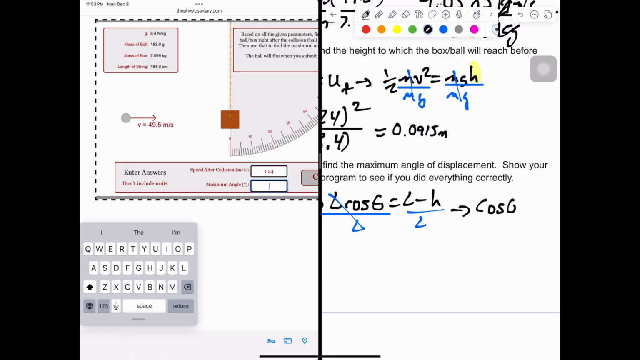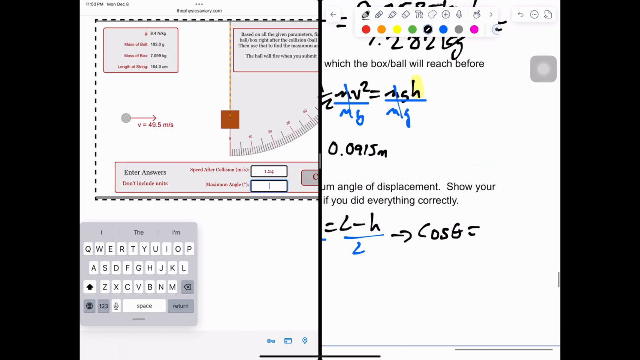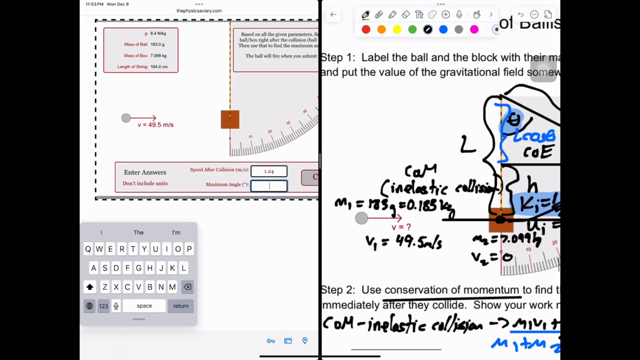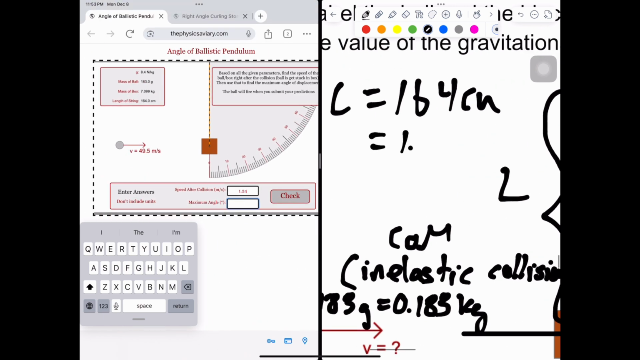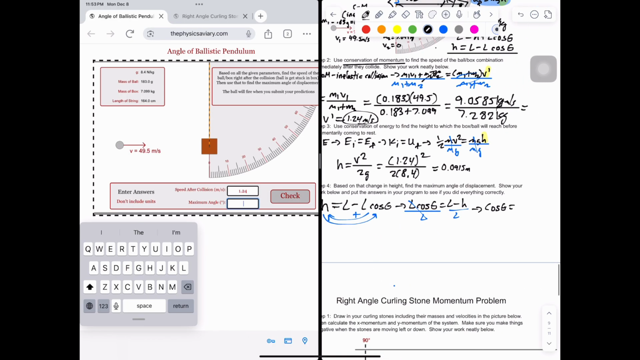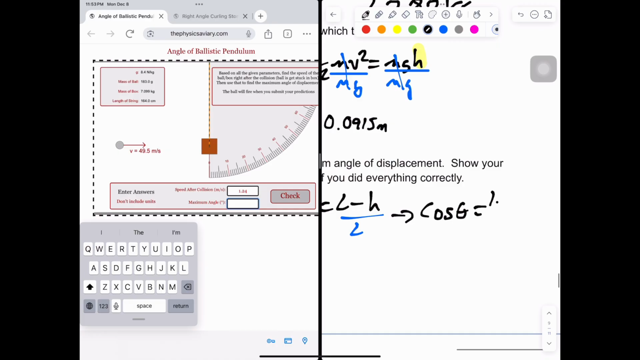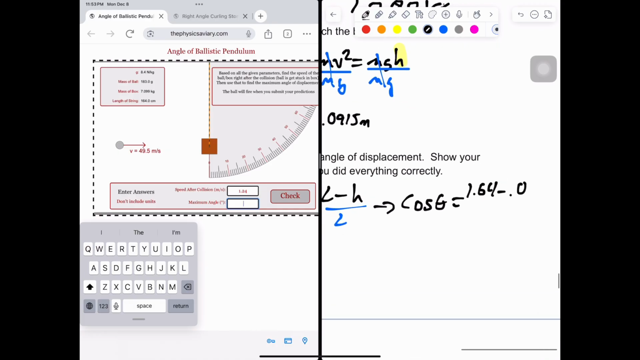So cosine theta is going to be equal to L, which was, in my case, now it's 164 centimeters in my case. You can see that right here, which would be 1.64 meters. So just make sure you convert it. So I'm going to go cosine of theta equals 1.64 minus my really small height that I got, 0.0915. And then I'm going to divide that by the L again, which is 1.64.